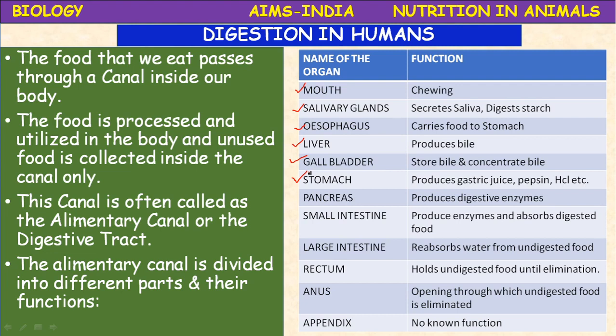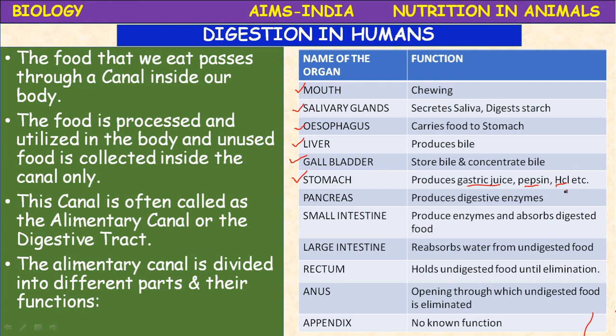The stomach produces a digestive juice called gastric juice. The digestive juice produced by the stomach is gastric juice. It contains some enzymes. The main enzyme present in the gastric juice is pepsin, and it also secretes hydrochloric acid, HCl.